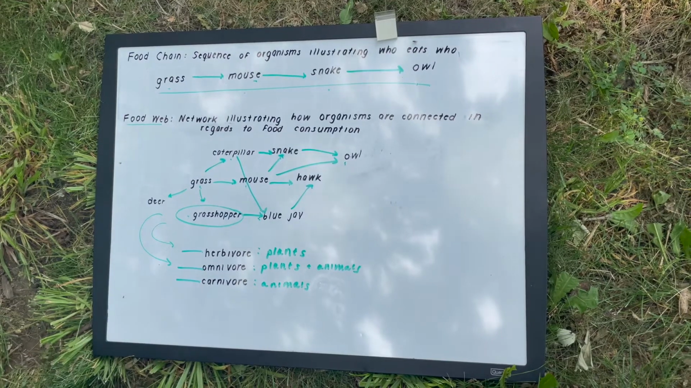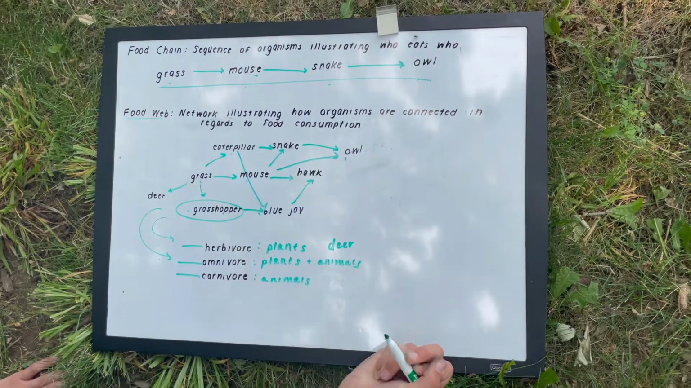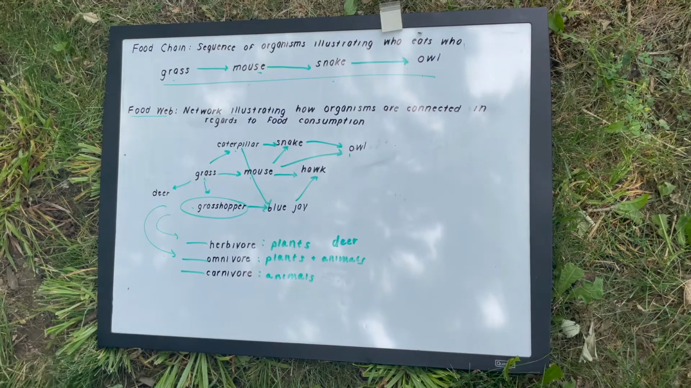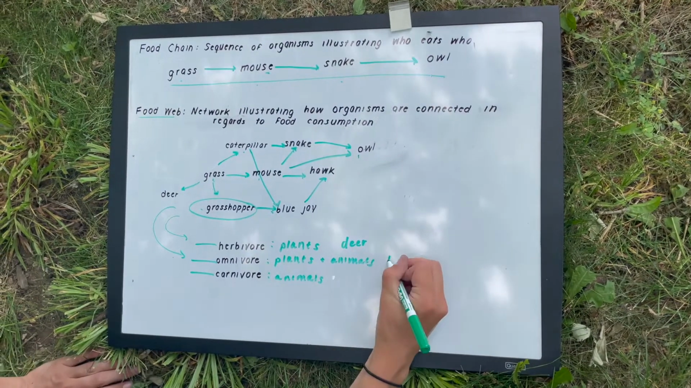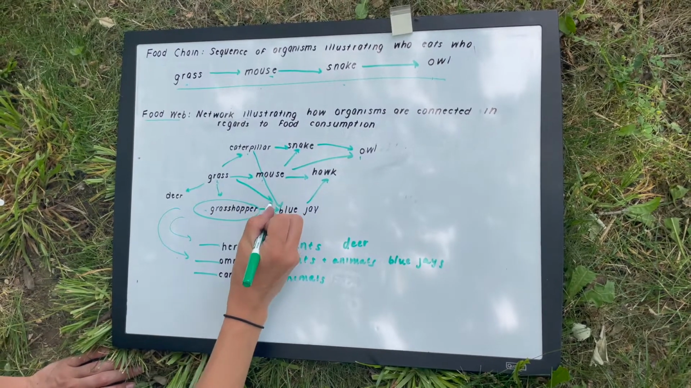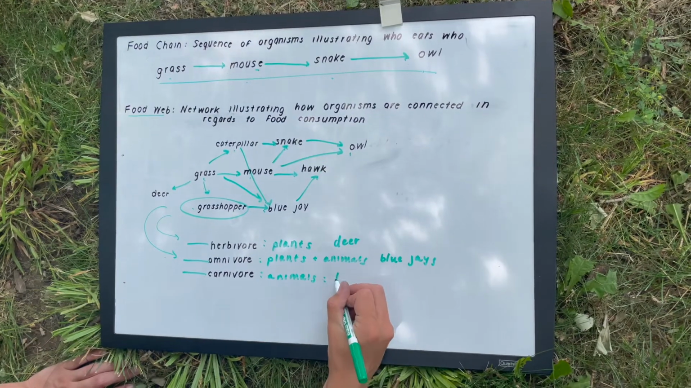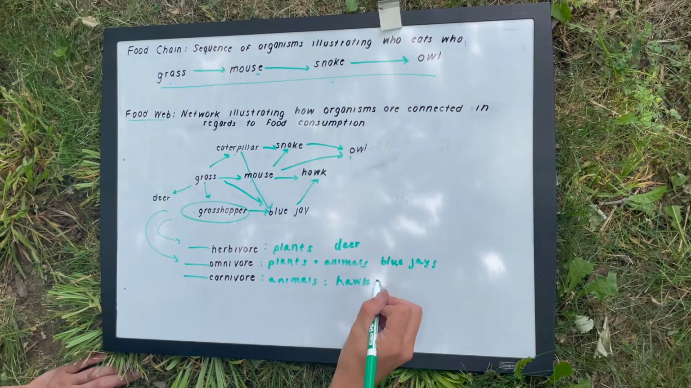If we wanted to continue with examples, deer could be placed in herbivores. Omnivores could include blue jays, because we can make this connection as well. And carnivores will include hawks.